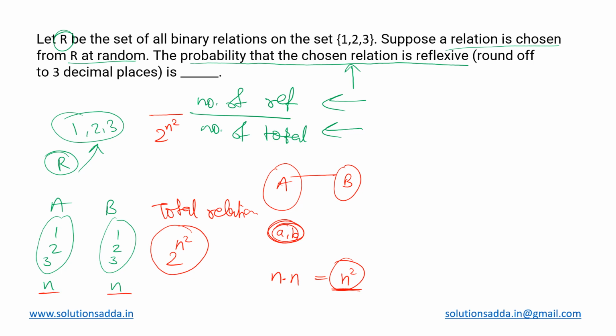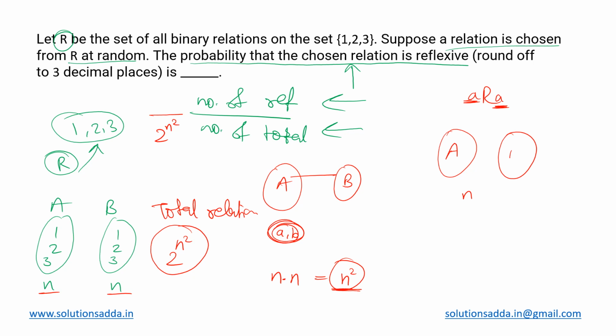How will that be done? First let us understand what a reflexive relation is. We know that relations of the type A related to A are called reflexive relations, which means the same element must be chosen from both the sets. So for this we will go to set A and we will pick up one element. What is the number of ways of doing so? There are n elements, so n ways.